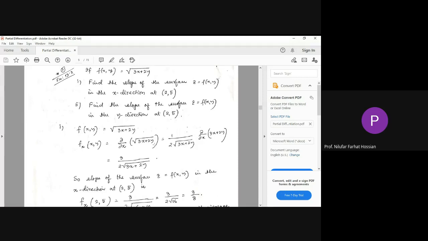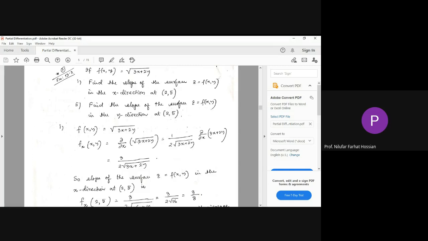Now, how can you do it? You see, this whole thing is under the square root. So you have to consider this whole thing, 3x plus 2y, as your x. So what is it? Root over x. And what is the derivative of root over x? It is 1 by 2 into root over x. So here the function was root over x. So when you perform the differentiation, it will be 1 by 2 into root over x.